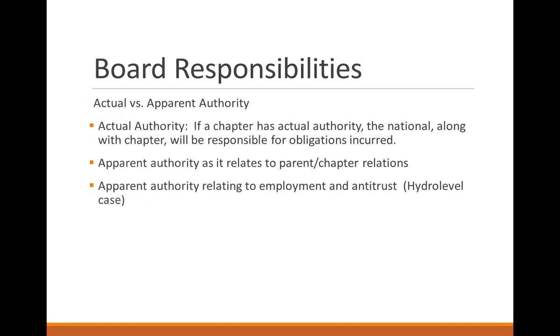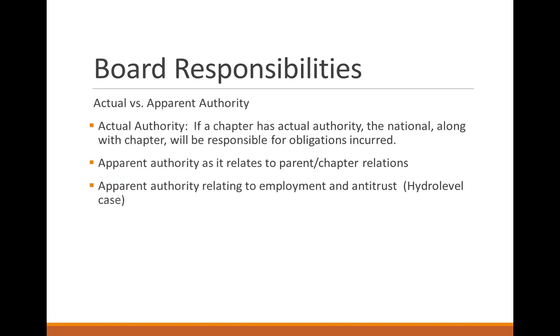This is important to remember: actual versus apparent authority. And again, I have a feeling we'll probably see this on the exam. And here you want to remember the Hydrolevel case. If you haven't read about that, I would encourage you to go into, I believe it's the law handbook, and read about the Hydrolevel case. It might be in both books.